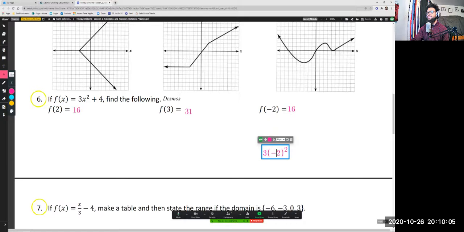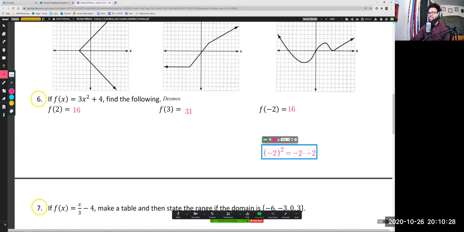3 times negative 2 squared. Let's go ahead and get rid of that 3 for a second. This negative 2 squared is the same thing as saying negative 2 times negative 2. That's what that squared means. That squared means we're going to multiply whatever that base is however many times that exponent says.